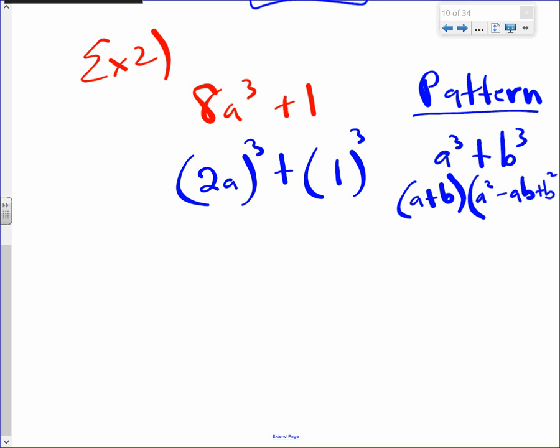If that makes sense. In other words, after you multiply everything out, it becomes 8a to the third plus 1. Let's follow this pattern now. Let's follow the pattern here. A cubed, b cubed. My a is 2a, my b is 1. All I'm going to do is plug and chug, and I'm rocking and rolling. I'm done. Right, Gonzalez?